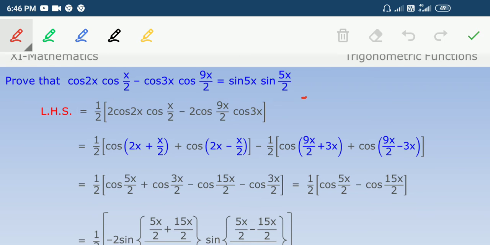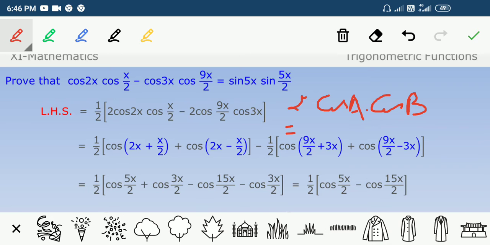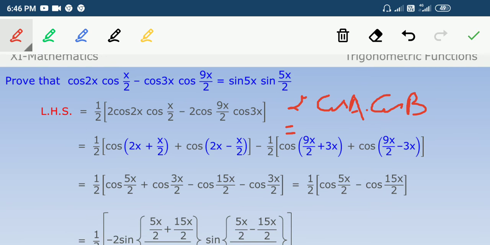Actually I have a formula. It is that 2 cos A into cos B equals what? It is cos A plus B, and plus cos A minus B. Okay, this is the formula.